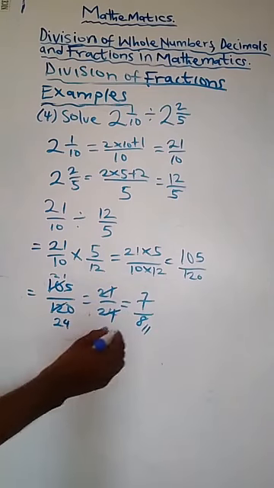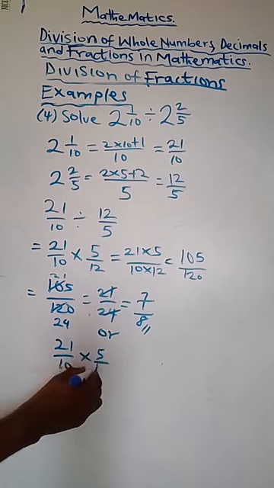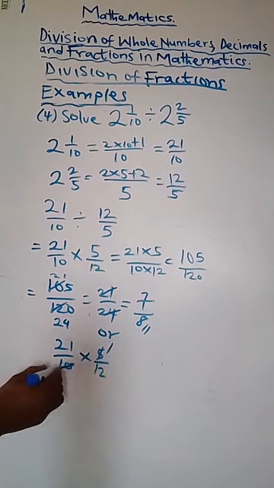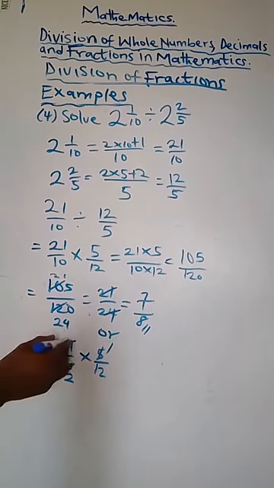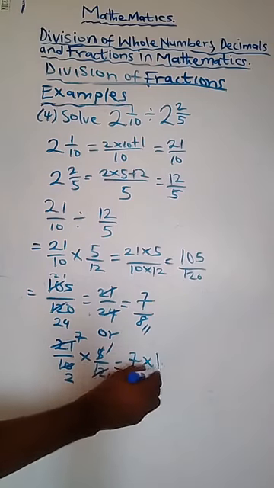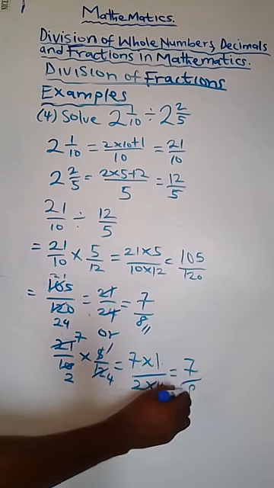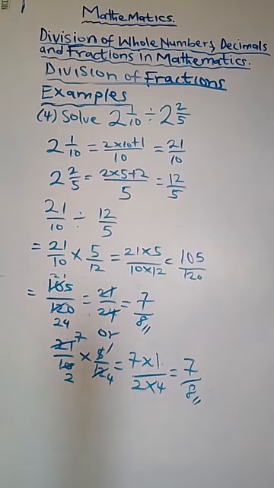Or you can go the other way around: 21 over 10 times 5 over 12. You can say 5 here 1, 5 here 2, right? 3 here 7, 3 here 4. So what do you have? 7 times 1 over 2 times 4. So you have 7 over 8. So you can see that the two answers are the same. So far, so good. That is how to perform division on whole numbers, decimals, and fractions in mathematics.